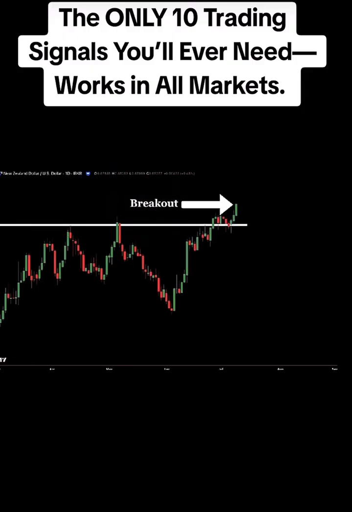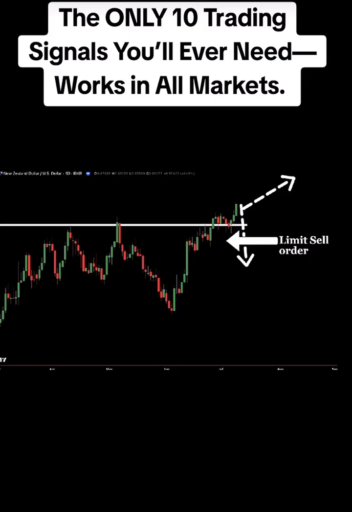Once the breakout happens, don't rush in. Here's the smart part. As soon as the breakout happens, we place a limit sell order just below the key level. If the breakout turns out to be a stop hunt, price will reverse, trigger our sell order, and we catch the move down. But if the breakout is real and price continues rising, our sell order is never triggered and we lose nothing.